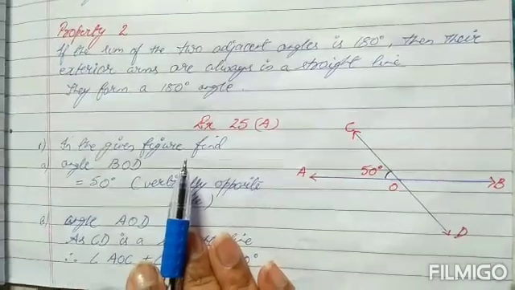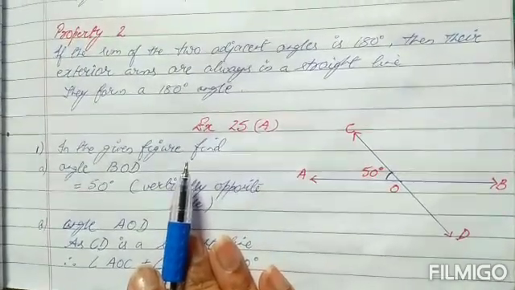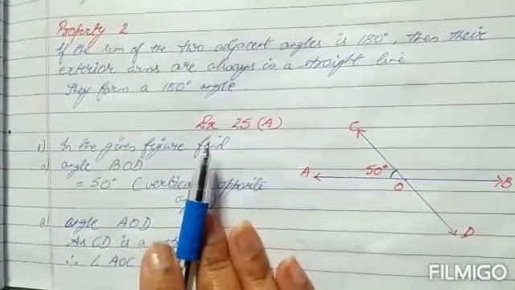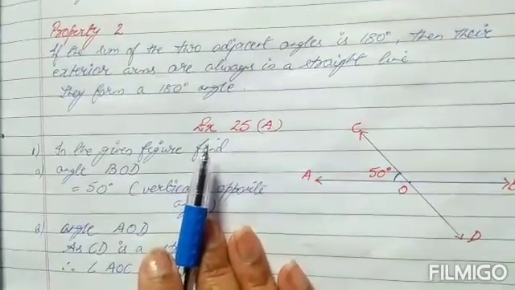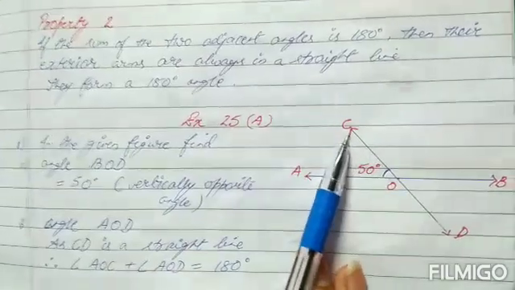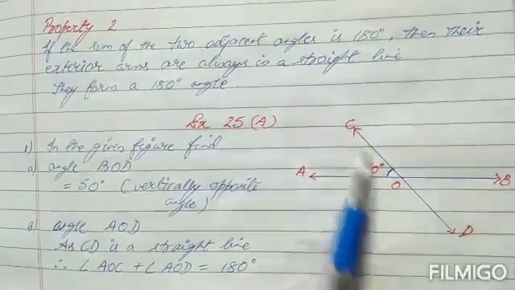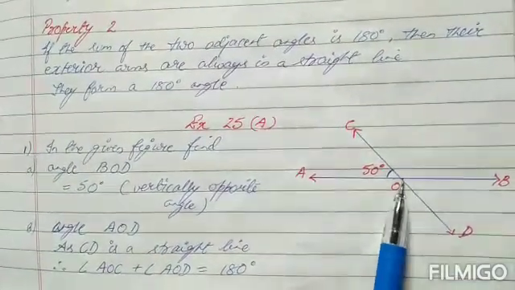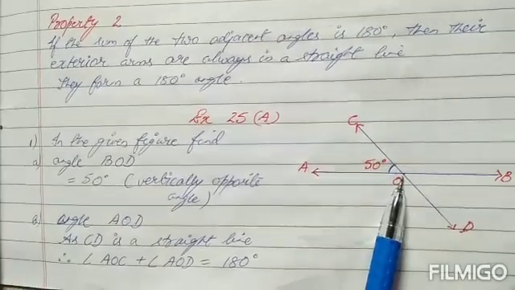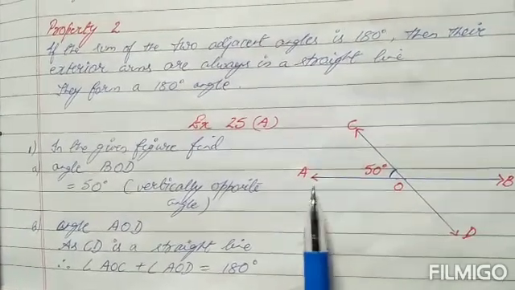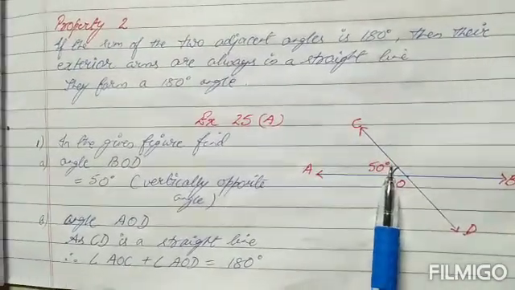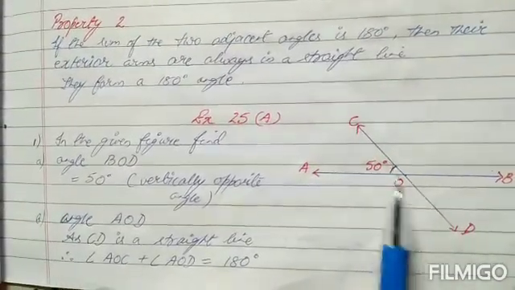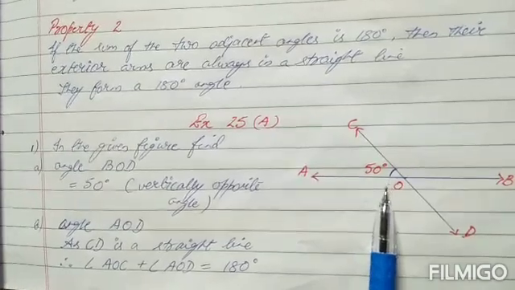The first question of exercise 25A. Two straight lines AB and CD intersect each other at point O. As you can see, I have made the diagram, children. AB and CD are intersecting at point O, and angle AOC is 50. Look at angle AOC. AOC is a 50 degree angle. Now we have to calculate a couple of angles which are given in the same question.